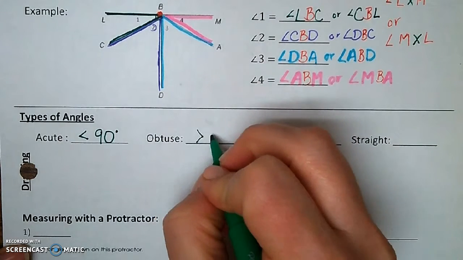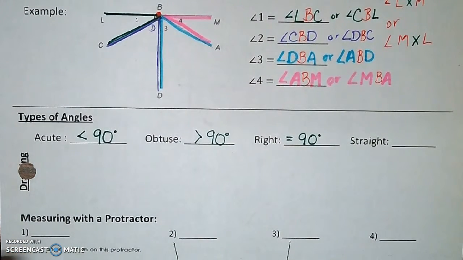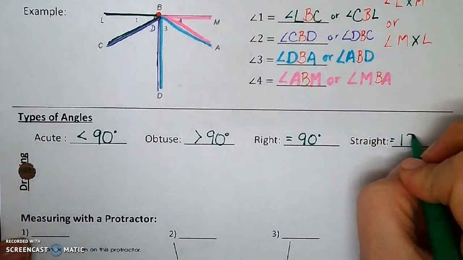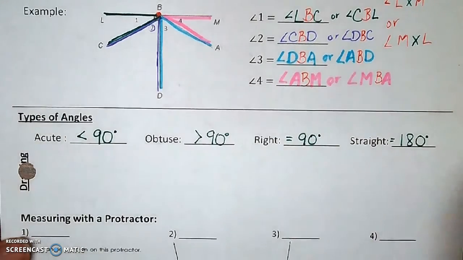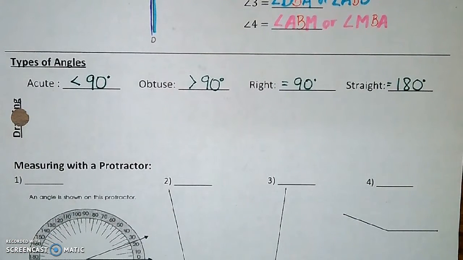Our obtuse angle is going to be greater than 90 degrees. And it's like the letter L is leaning back. Our straight angle is a straight line, and it's 180 degrees. I'm just going to show you real quickly how to draw some with a protractor here.